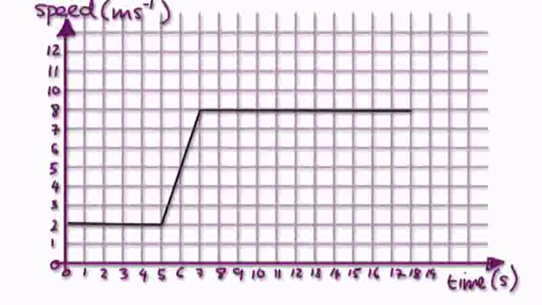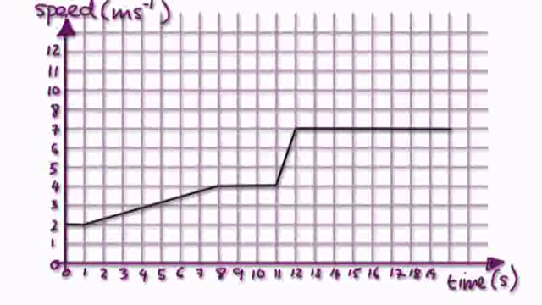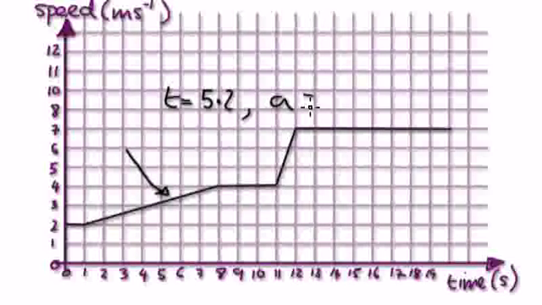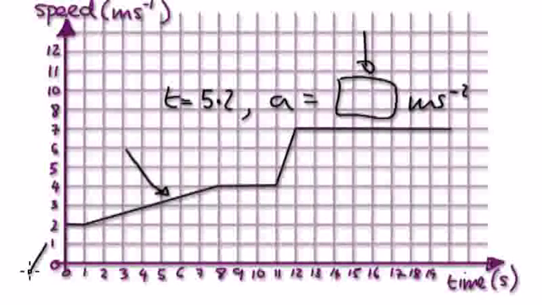Okay, so next, last question here. What is the acceleration at this point here? At 5.2. What is the acceleration when t equals 5.2? So you would fill in this box here, meters per second squared. So press pause and have a go.